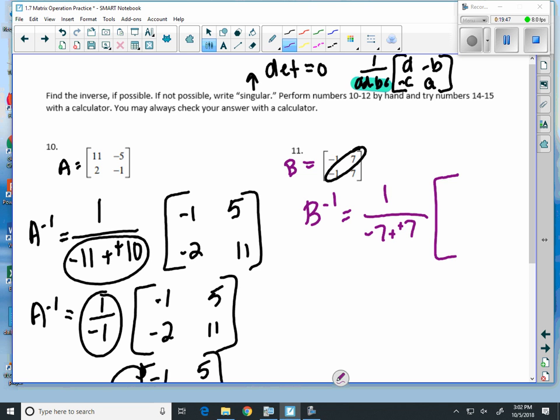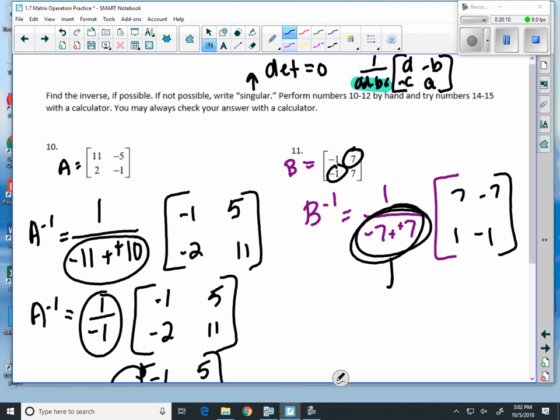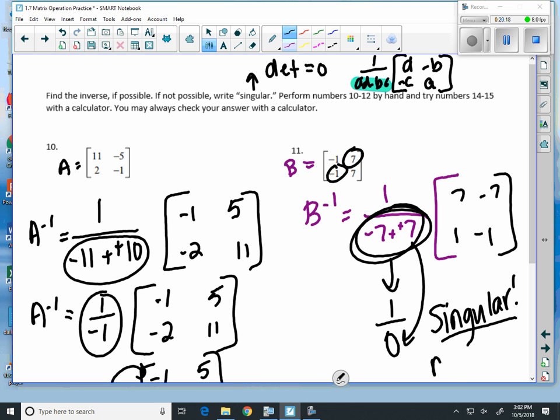We're going to go ahead and flip our numbers here. So these guys switch locations, and then these guys, we just flip their sign. So what's going to happen right here is this is going to become 1 over 0. When that happens, it is singular. There's no inverse.